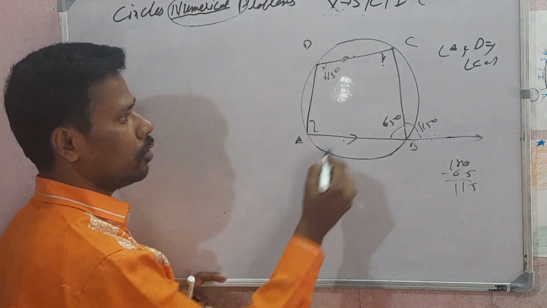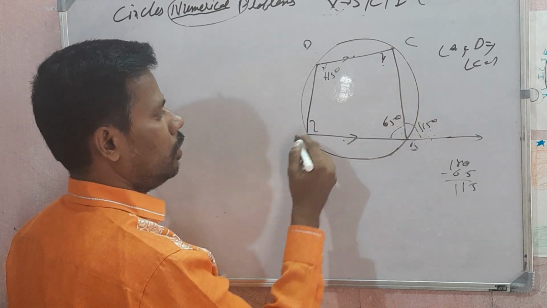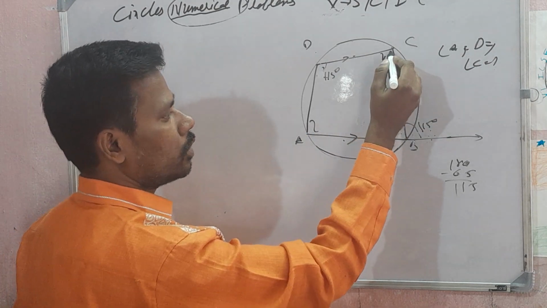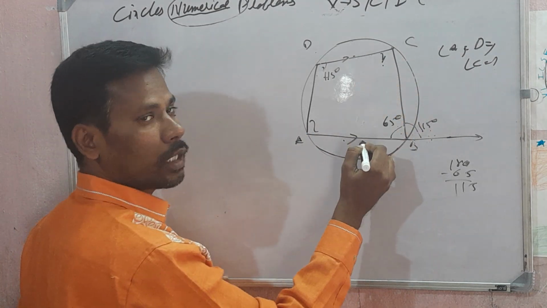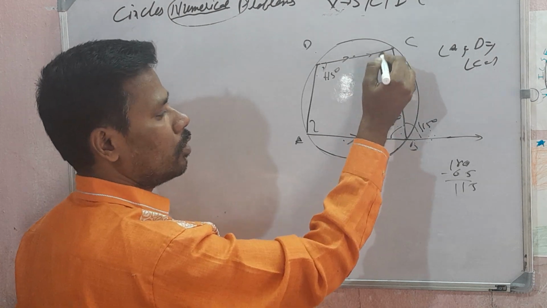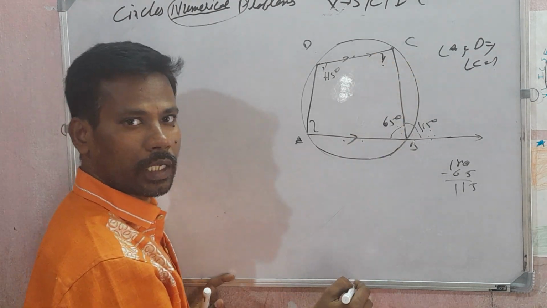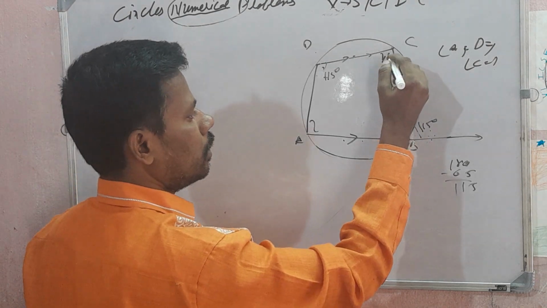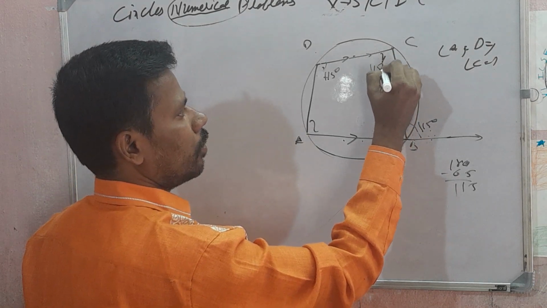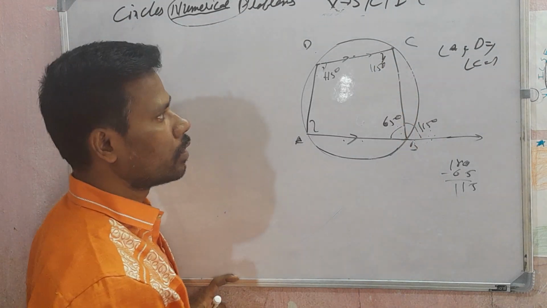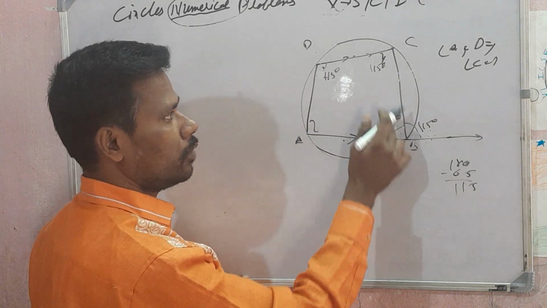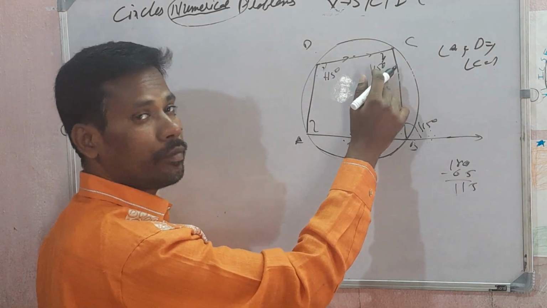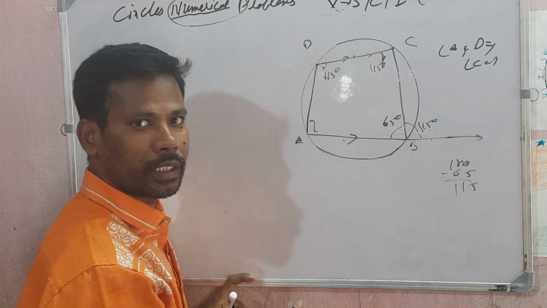Next one. So how will you calculate this one? Again, these two lines are parallel. So sum of interior angles lying on the same side of transversal is 180. So this is 115, so this is also 115. Right? So if this is 65, this will be 115. When you add this, the result is 180 degrees.